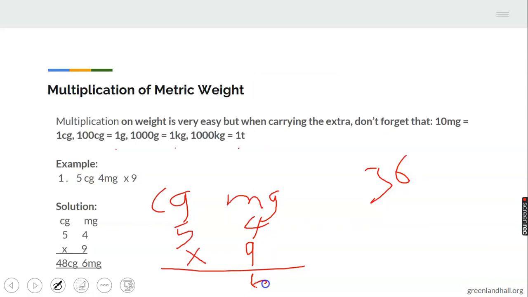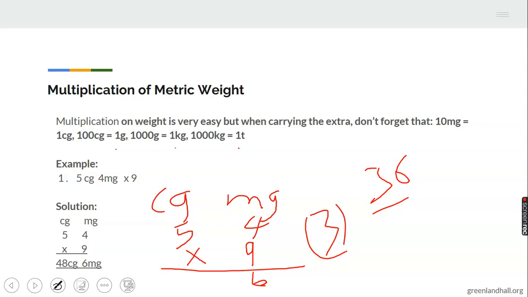Write your 6 at the back, and then carry your 3. Now we have 3. Hold it on. Now 9 times 5 will give us what? Your multiplication table again. Don't forget, in this class, we will need your multiplication understanding to be very high. Okay, 9 times 5 give us what?